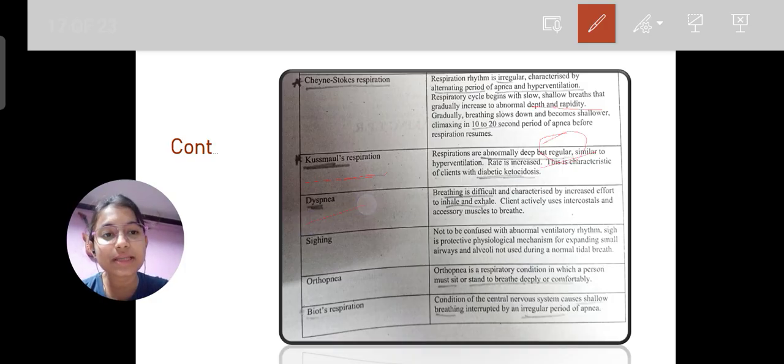And what is dyspnea? We all know, difficulty in breathing. Orthopnea, yes, we have done the MCQ of orthopnea. Now the Biot's respiration. In this there is shallow breathing interrupted by an irregular period of apnea. So in Biot's respiration there is slow shallow breathing with a period of apnea.